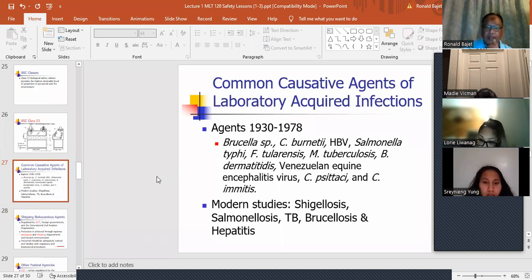Okay, common causative agents of LAI, laboratory acquired infection. Brucella, I'll talk about that. Coxiella burnetii. Hepatitis B virus, I won't be doing any virology lectures. Salmonella, I'll talk about. Francisella tularensis, MTB, Mycobacterium tuberculosis. B. dermatitidis, I'll talk about that.